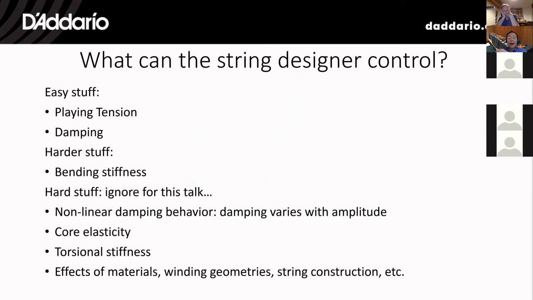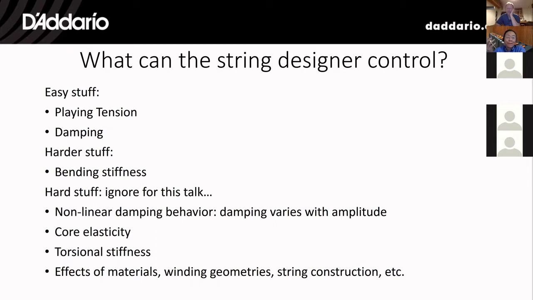So, what can I, as a string designer, control? Well, there's some easier stuff. Playing tension. We'll talk about that in this talk. Damping. We'll also cover a bit of that in this talk. Some harder stuff to control is bending stiffness. We'll also cover that. I'm going to ignore all the hard stuff.